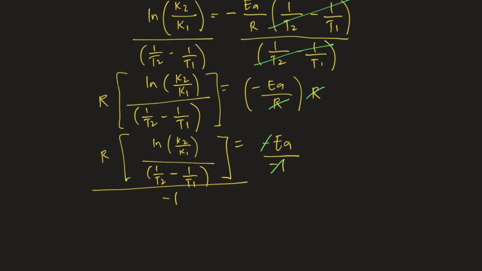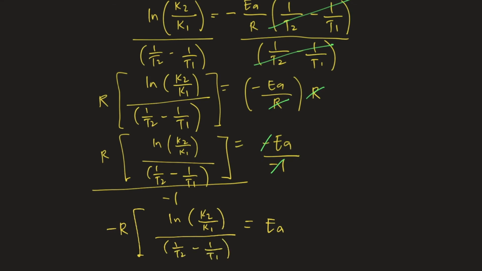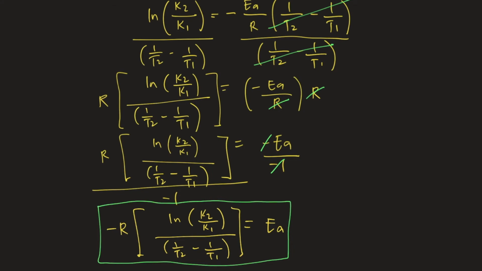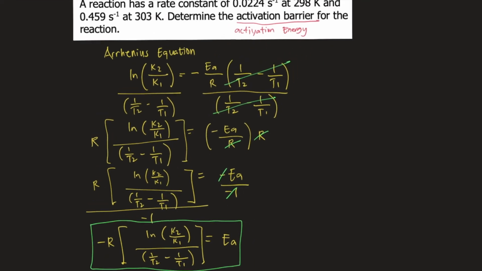So finally, our formula for the activation energy, Ea, is equal to negative R times ln(K2/K1) divided by (1/T2 - 1/T1). So we will use this formula in solving for the activation energy. So let's start substituting the values.